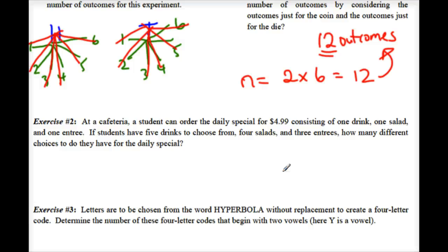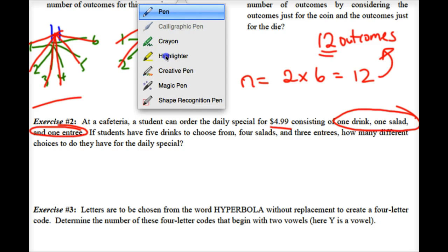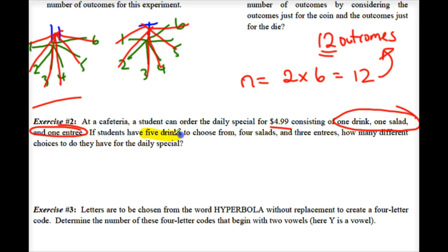Exercise 2. At a cafeteria, a student can order the daily special for $4.99, consisting of 1 drink, 1 salad, and 1 entree. So that's what she can get: 1 drink, 1 salad, and 1 entree. Now, pay attention. It says there are 5 drinks to choose from, 4 salads, and 3 entrees. How many different ways can this person do this?